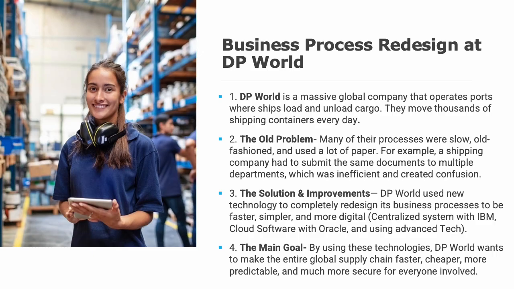So what's their main goal? To make the entire global shipping process, which we normally call a supply chain, faster, cheaper, more predictable, and more secure. So for everyone from the factory owner to the person buying products online, things can arrive more quickly and reliably. It's a great example of how technology can totally transform an old-fashioned industry.